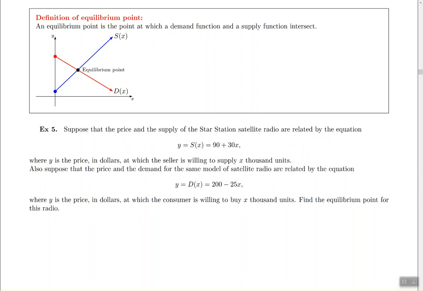So I mentioned earlier that we can use systems of equations to solve supply and demand problems where we have to find the equilibrium point. The equilibrium point is a place on the supply and demand curve where the supply meets the demand. The place where the supply is equal to the demand is what we call the equilibrium point.